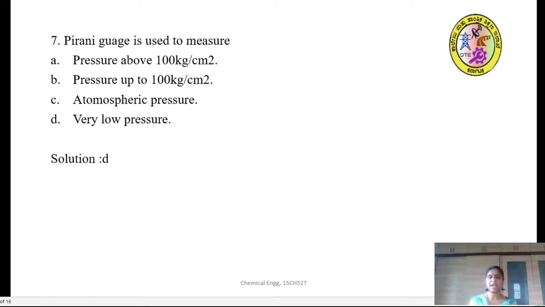I hope this session has helped you in understanding the working of the capsule pressure gauge, the McLeod gauge and the Pirani gauge for the measurement of very low pressure or for vacuum measurement.